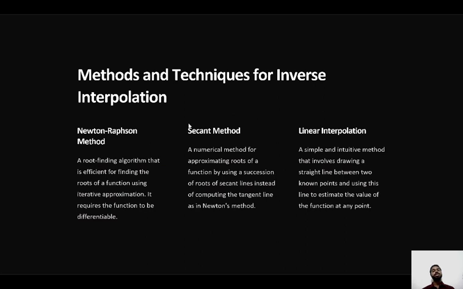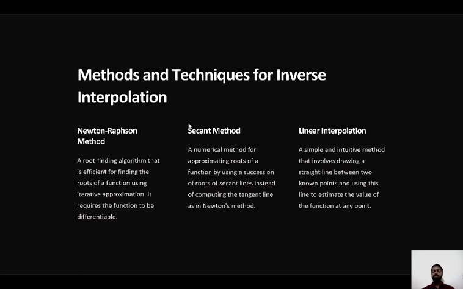And the second method is secant method. It's a numerical method for approximating roots of a function by using a succession of roots of secant lines instead of computing the tangent line as in Newton's method. Here we are going to find out the approximation of the roots of a function by using the secant lines, not the regular or common default computing of the tangent line.